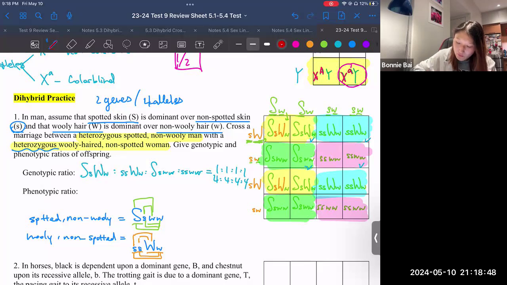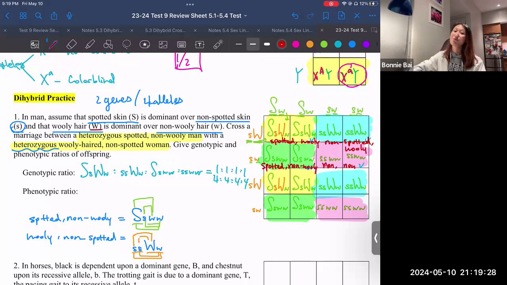So the yellow ones, both of these are spotted, and the big W is woolly. Okay, so we have 4 of those, the yellow highlighters. These two are non-spotted, woolly, right? Because woolly is big W. And then we have the green one. We have spotted, non-woolly. And then lastly, we have non-spotted, non-woolly.